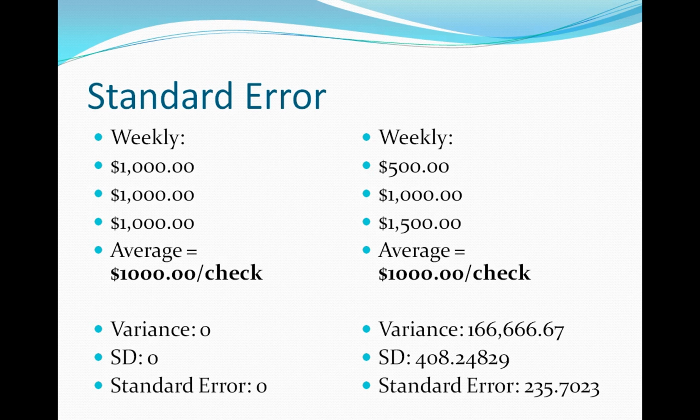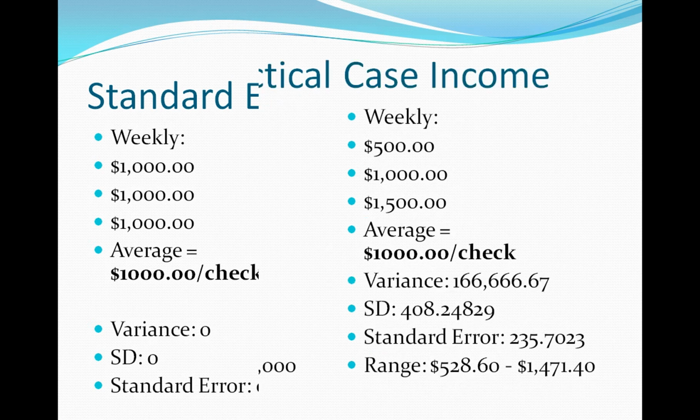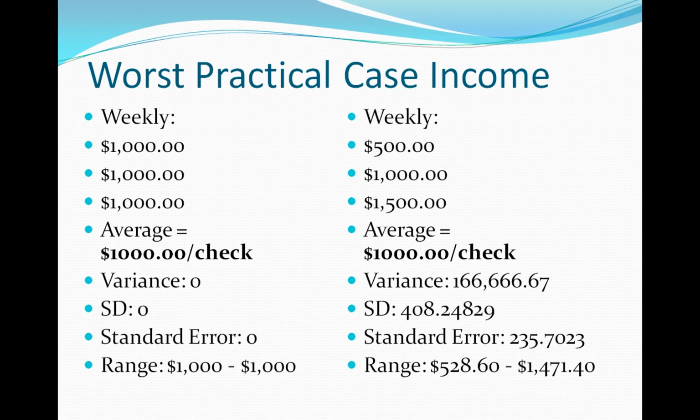So we're going to go back to the problem before. Remember the variance was 0, so the standard deviation is 0, and the standard error is also going to be 0. What we're going to see on the right is that we have a standard deviation of 804 and change. If we take the square root of 3 and divide the standard deviation by it, we get a standard error of 235.7023. And this is how we're going to figure out the practical range.